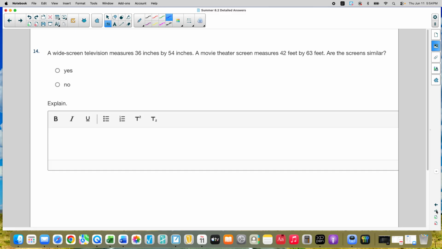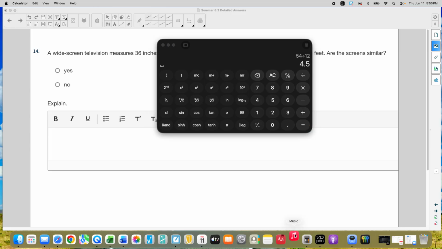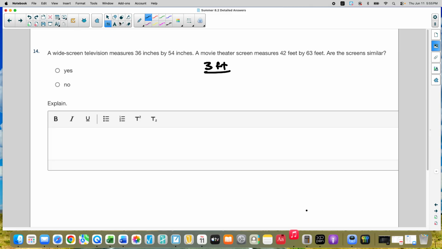So I'm going to lean toward converting to feet. So 36 inches is going to be 3 feet, and 54 inches is going to be, what's 54 divided by 12? 4.5. Okay. So 3 feet by 4.5 feet compared to 42 feet by 63 feet.